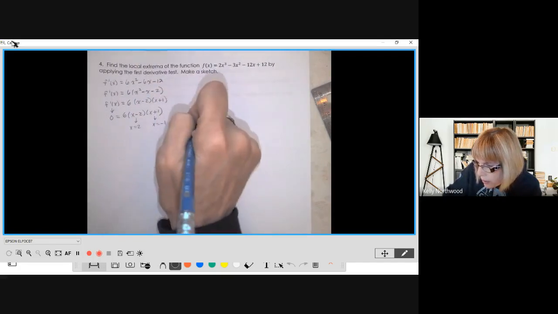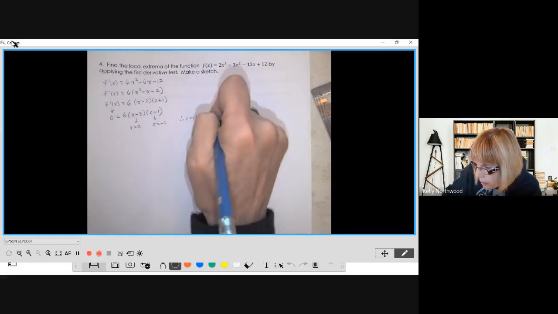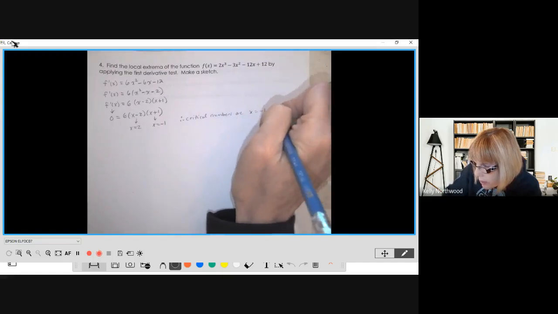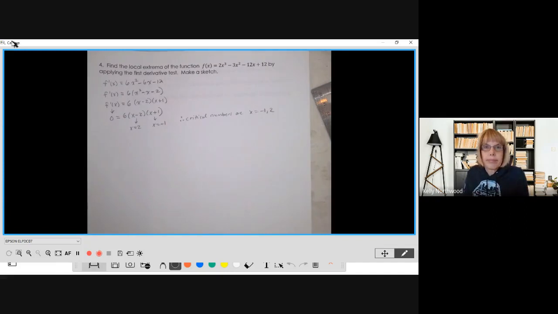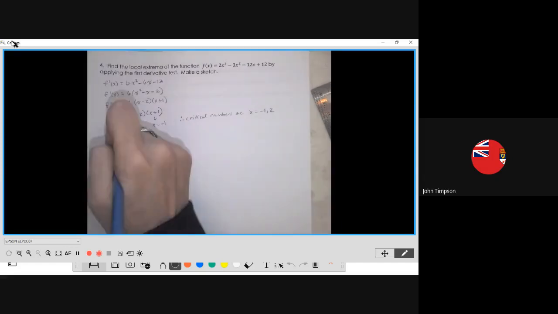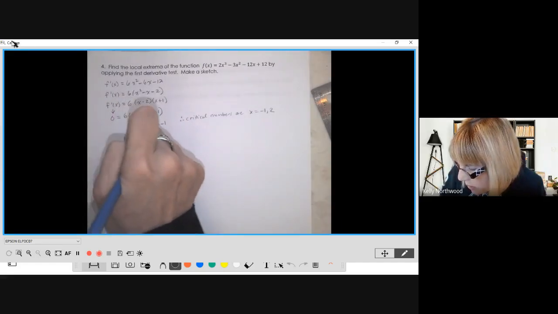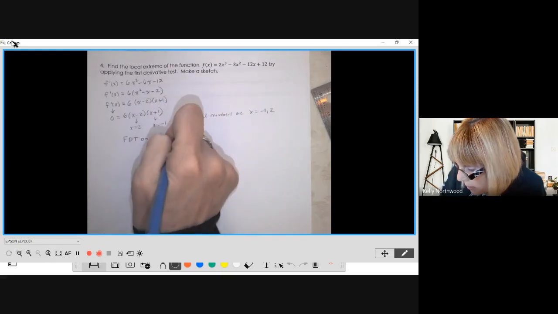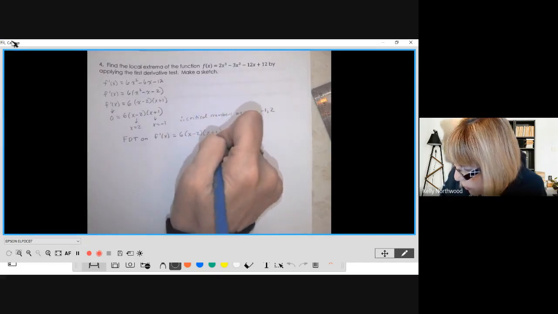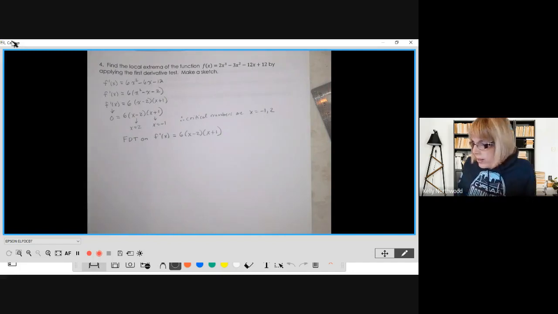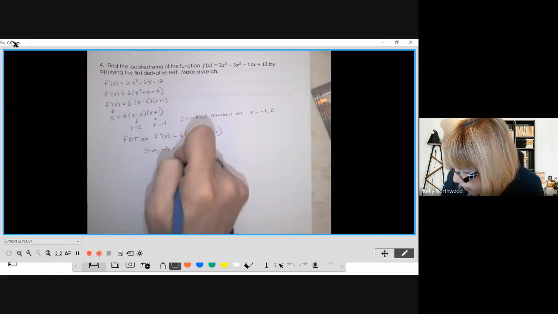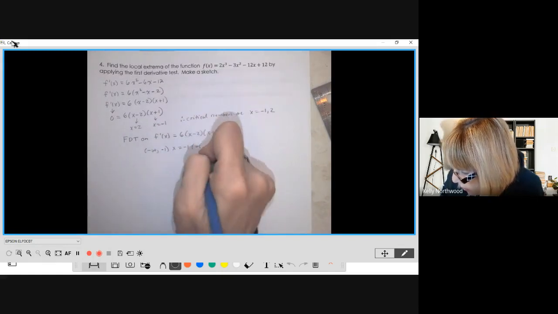So therefore, critical numbers are x equals -1 and 2. And then we just want to do the first derivative test on f prime at x equals 6 times x minus 2 times x plus 1. So our first interval is going to be from -infinity to -1. X equals -1, -1 to 2.